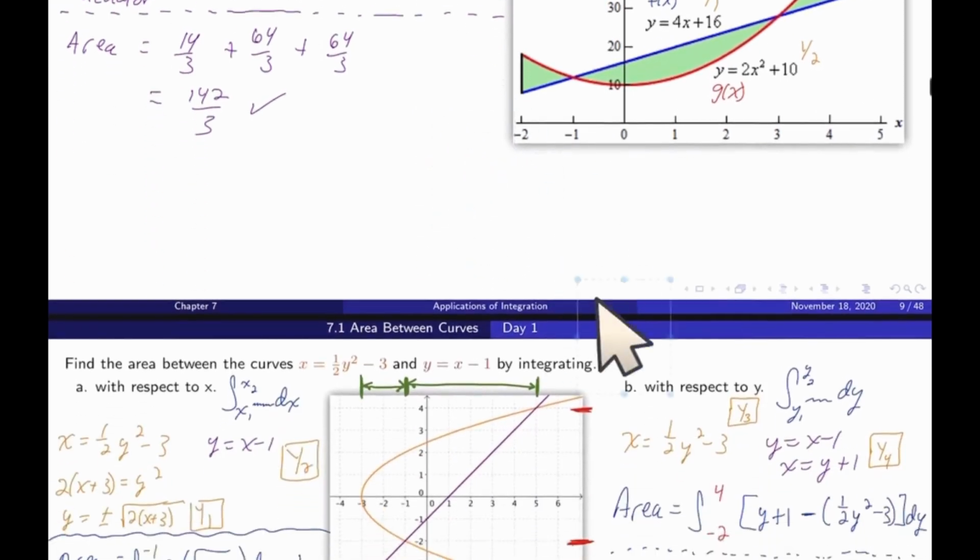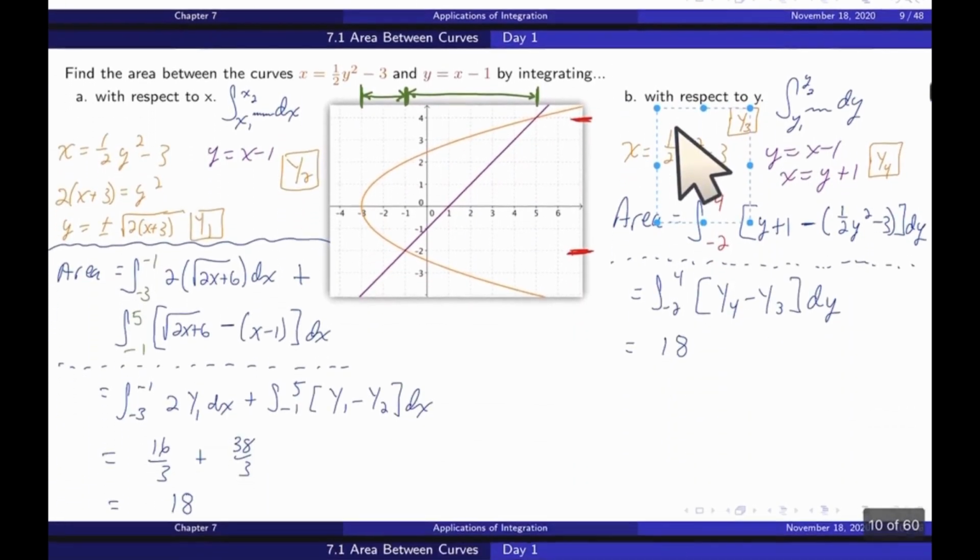Okay, next one. This one's going to be a little bit more complicated because one of the functions we're dealing with actually isn't a function at all. The purple line, y equals x minus 1, is a straight line, but this, x equals 1/2 y squared minus 3, is a sideways parabola. And we'd like to find the area between the two curves. So what we're looking for is this area inside of here.